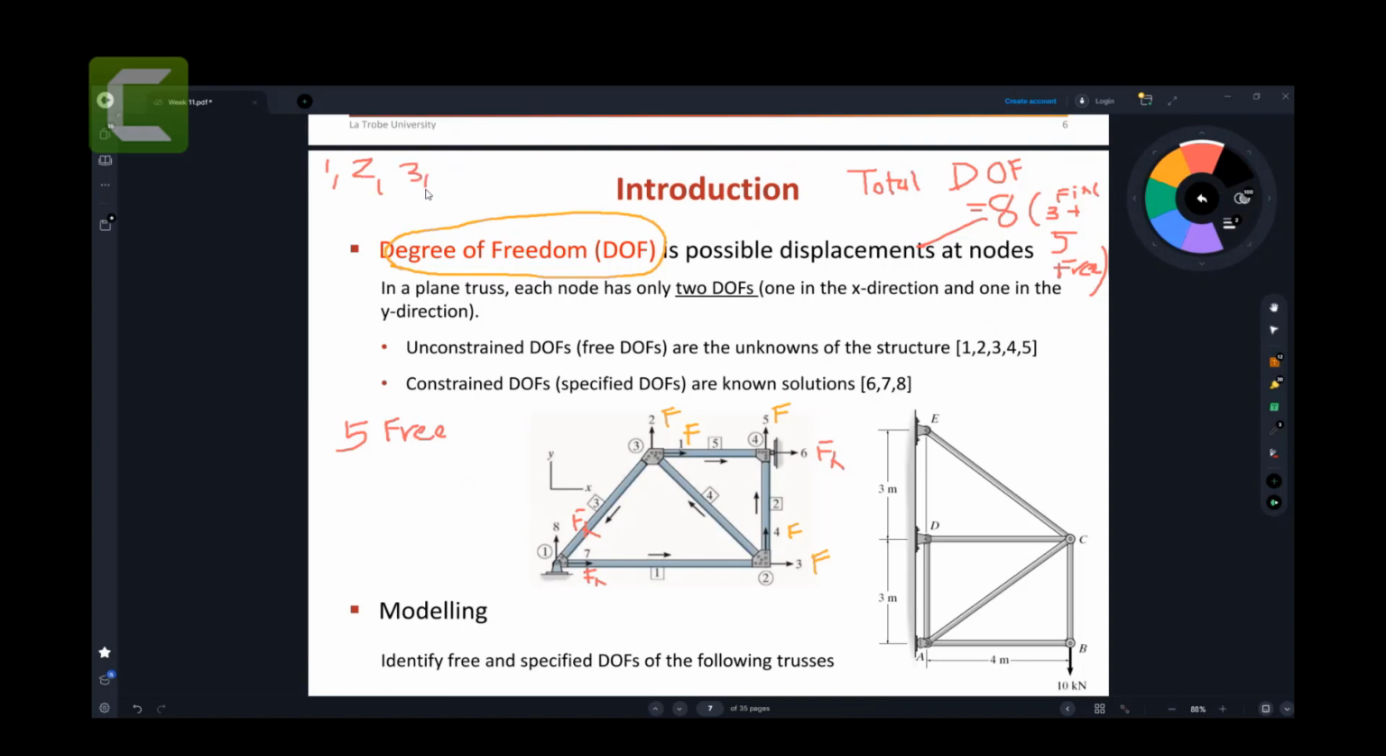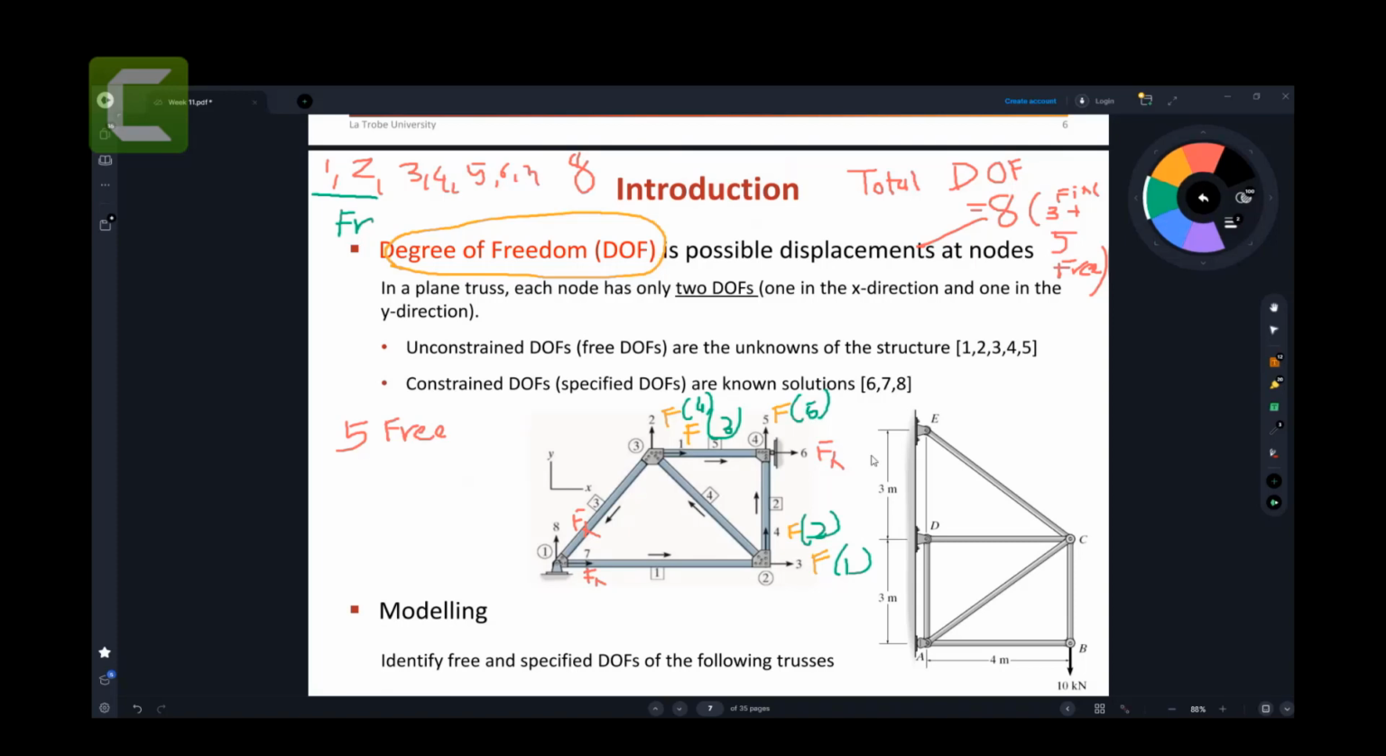1, 2, 3, 4, 5, 6, 7, and 8. There are 8 degrees of freedom. We need to number them. The lowest numbers, 1, 2, will go with the free degrees of freedom. So you can put 1 here, 2 here, 3 here, 4 here, and 5 here. The lowest numbers always go with the free degrees of freedom, and I will tell you later, when I take an example, why we do that.